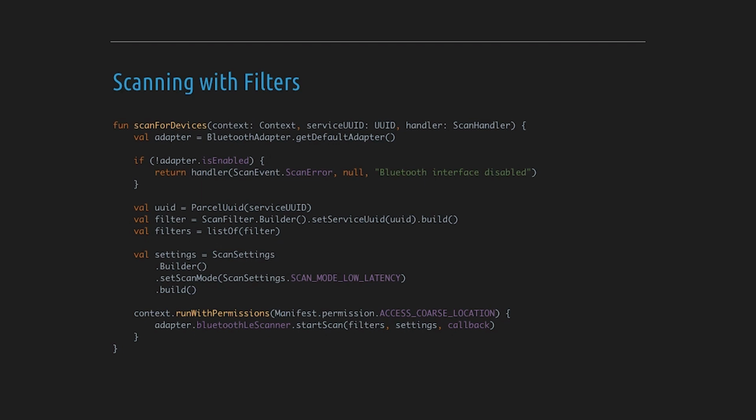So then we modify that a little bit so that we actually scan with filters, which just involves creating a couple of objects. The first one here is we're taking the UUID of the service that we want to scan for as a parameter into this function. These middle three lines, we wrap that in a parcelable UUID. We hand it to a scan filter builder, and then we wrap that in a list, and we get a list of filters where the filter just says, look for anybody that supports this service.